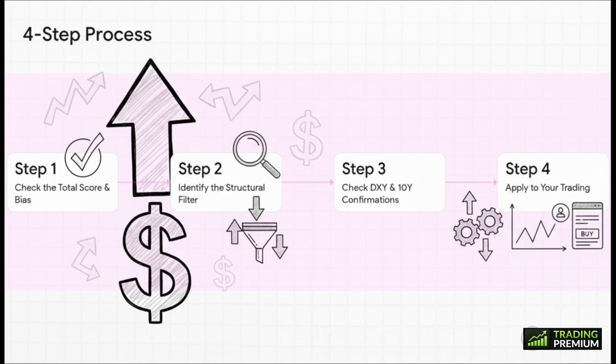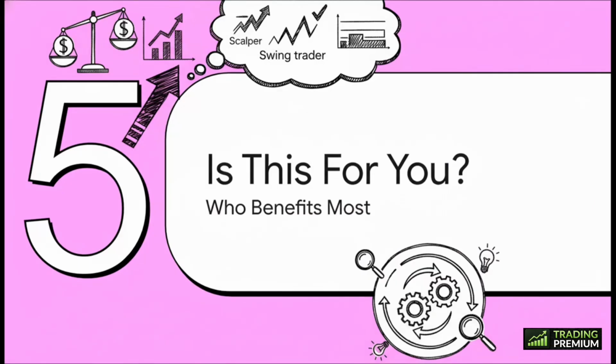So here's how you could fold this into your daily routine in 4 simple steps. First, you check the total score and bias from the dashboard. Second, you identify the structural filter, which is just asking if the current price action on your chart aligns with that bias. Third, you get that extra layer of safety by checking for the DXY and 10-year confirmations. And finally, you apply that complete confirmed bias to your trading. Easy as that.